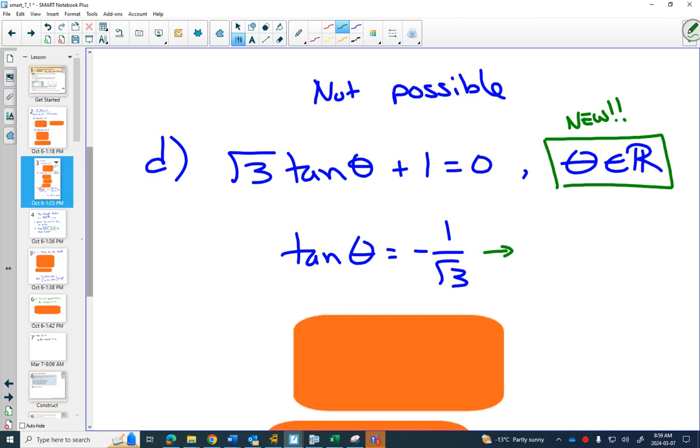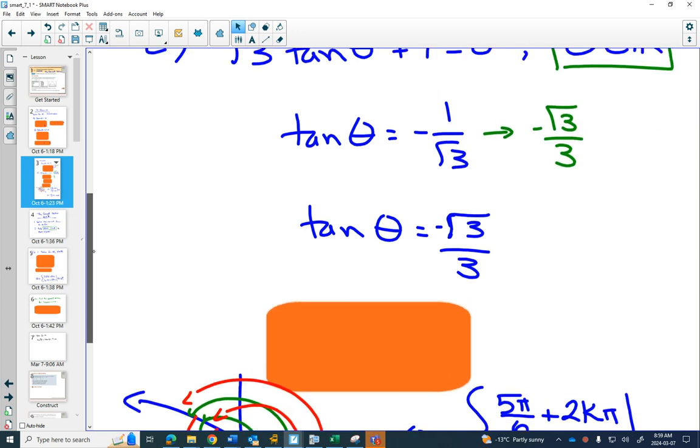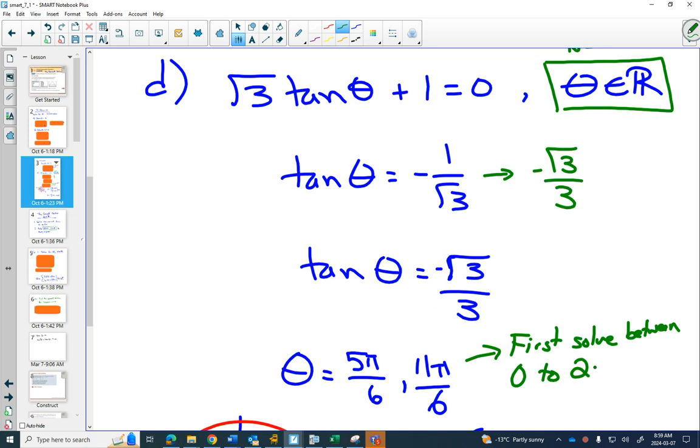Technically, you might recognize this as the same as negative root 3 over 3. So you know that it's your pi over 6 family, and since it's negative, those would be your answers in quadrant 2 and quadrant 4. So we're going to find out that even with the new one, we're going to just solve like normal, like we normally do, from 0 to 2 pi.